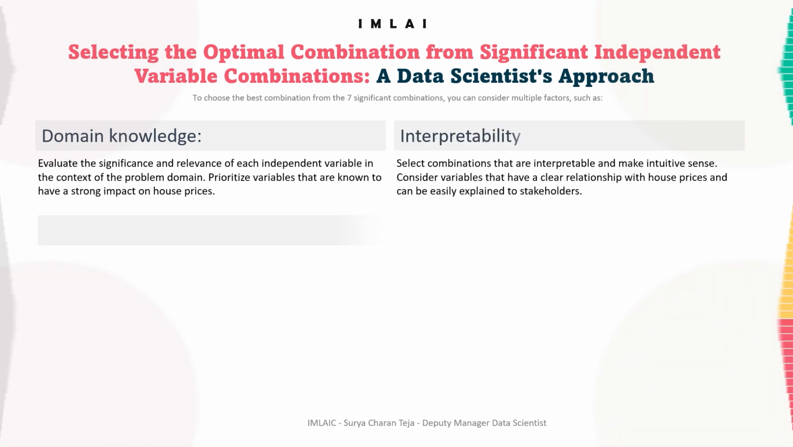And second, interpretability. Interpretability is very important. For that, you require some amount of domain expertise as well as statistical intuition. So select combinations that are interpretable and make intuitive sense. Consider variables that have a clear relationship with house prices and can be easily explained to the stakeholders. This is very important whether you work with a service based company or product based company, because I have worked in a service based company, now I'm working in a product based company.